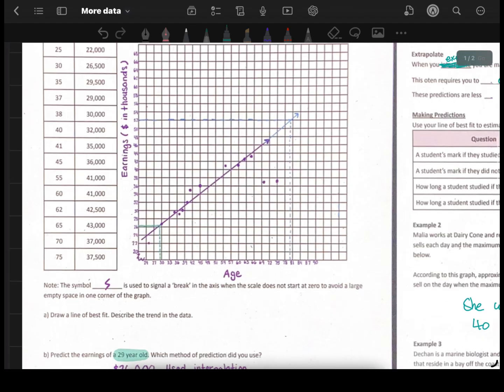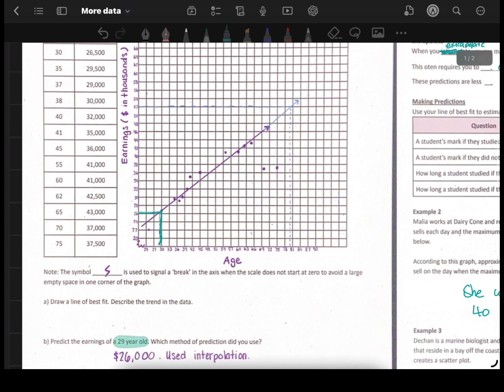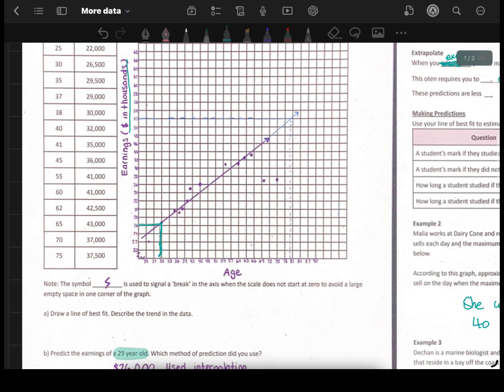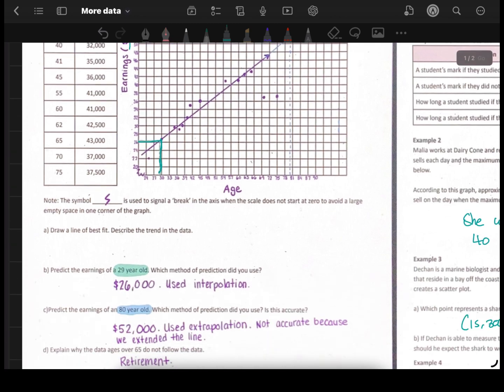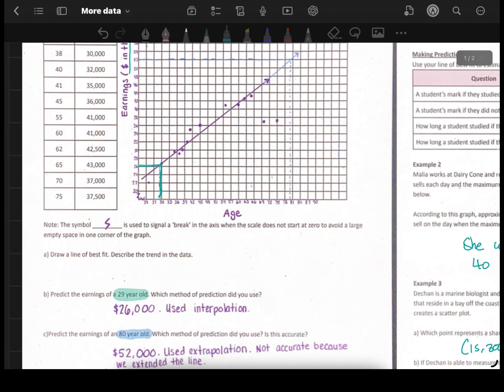And if we predict the earnings of a 29-year-old, if we look right here, it's about $26. Now this is in thousands, so we convert it to $26,000. It's interpolation because it's inside the data scale rather than being outside.